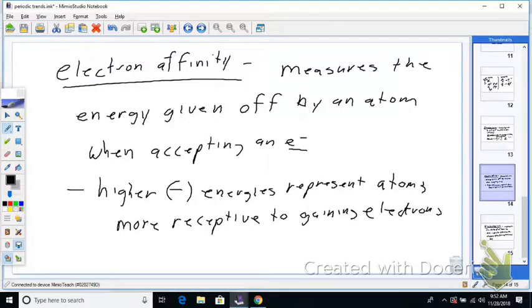This next one is the opposite. It says this is the amount of energy given off when an atom accepts an electron. So now we're not taking an electron out.